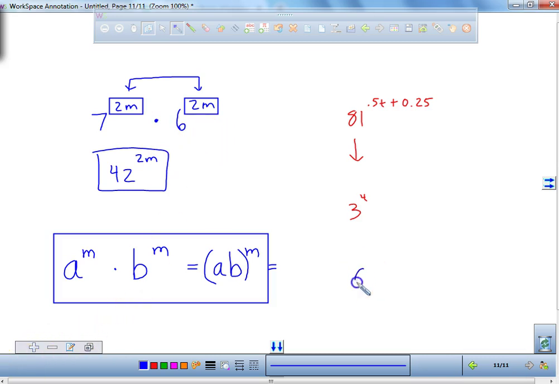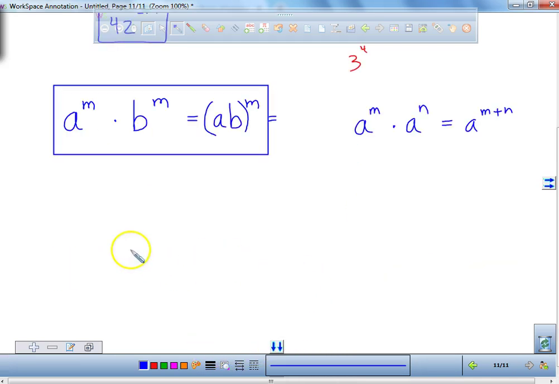What you guys are used to is the product property where the bases are the same, and you're allowed to do what? Take those exponents and add them together. But if the bases are not the same, but the exponents are, then you can multiply the variables or the numbers together. Okay? I'll do one more example, okay? Give me any number.